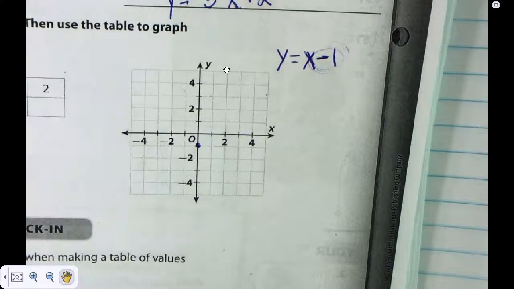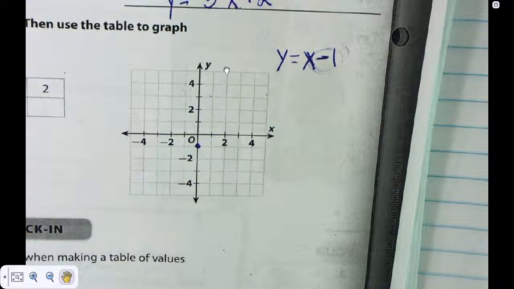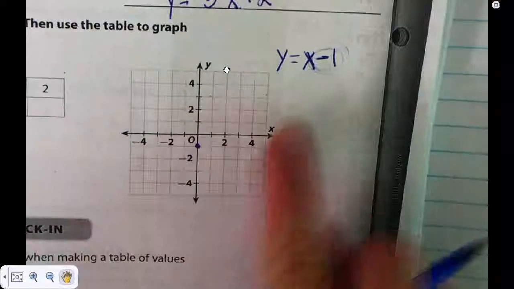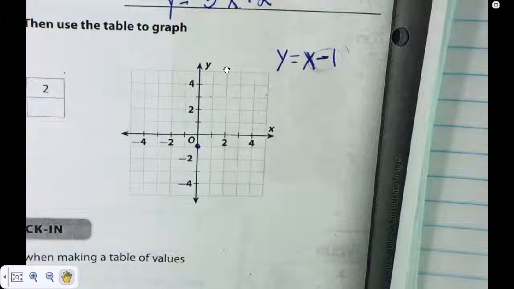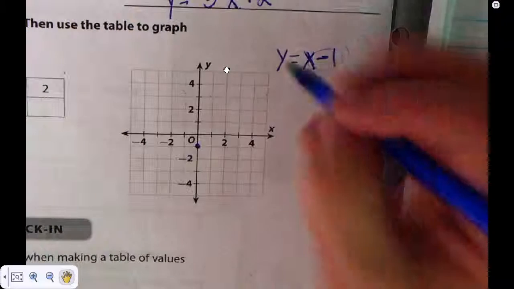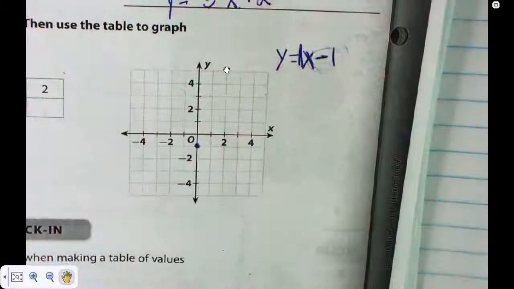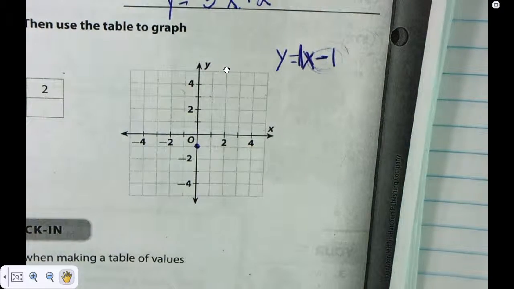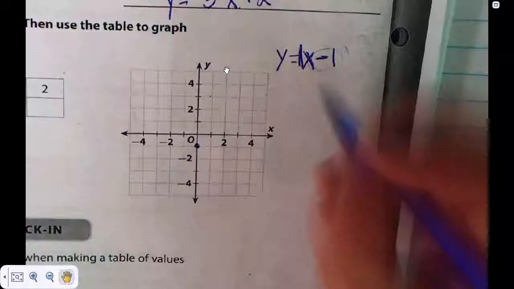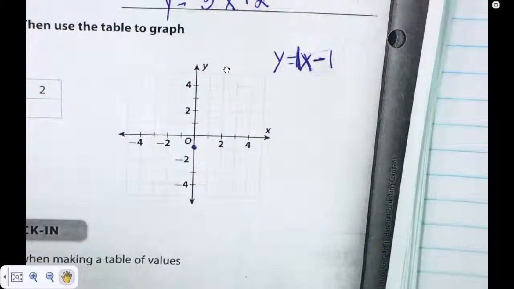Who knows the slope? Raise your hand when you know the slope. Hayden? No. It's the number in front of x. Jay? 1. Guys, it's the number in front of x, the coefficient. So it's 1. But I need another point on here.